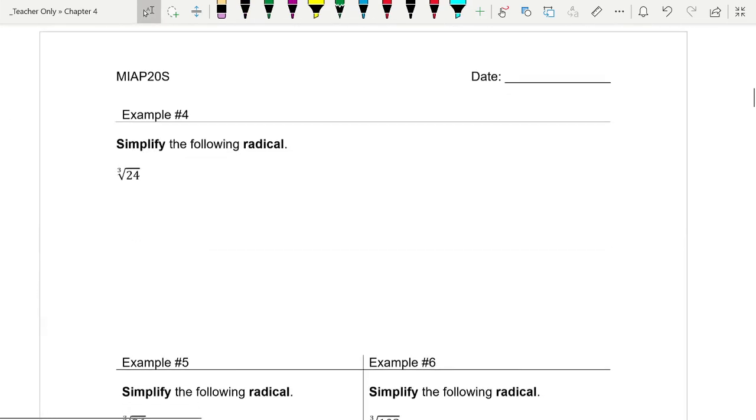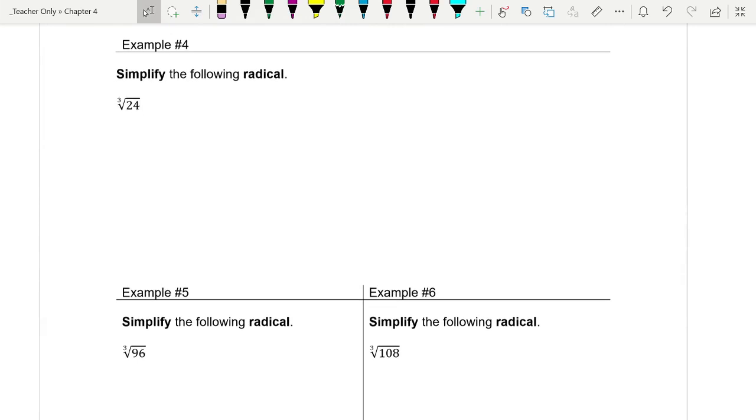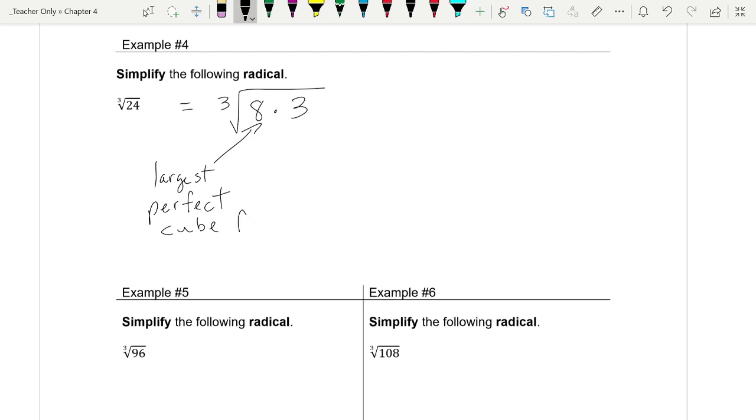All right. Now, how's our perfect cube knowledge? What's the biggest perfect cube in 24? 24 has an 8 in it. So again, this is the largest perfect cube factor. So that's the cube root of 8 times the cube root of 3, which is 2 cube root 3.